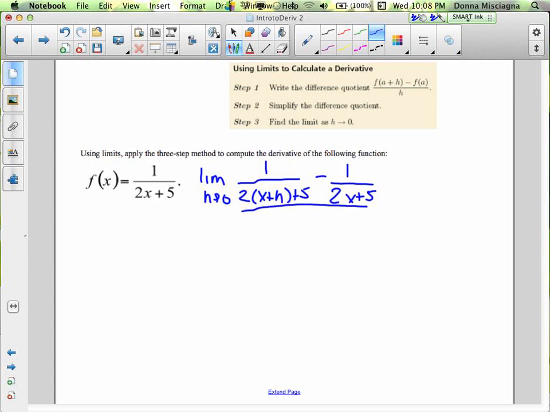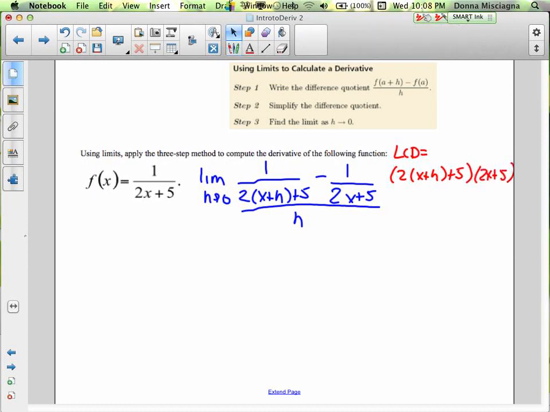And this is a good problem for us to practice because sometimes you guys have difficulty with the fractions. So we need our least common denominator. Since they're both different, it's just going to be the product. So 2 times x plus h plus 5 times 2x plus 5. And there's no reason to multiply those. It's fine just like that.